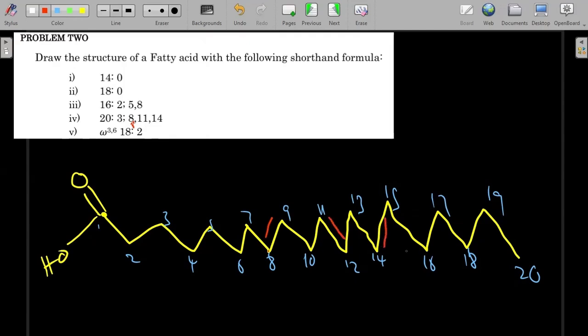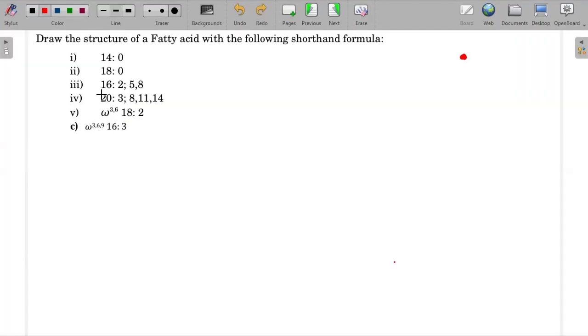So this structure here is the structure for this one here. All right, so now let's draw part 5 there. Part 5 has been given as ω3,6 and then 18 full colon 2. So this simply means this here is an acid. I mean, it's a fatty acid that has 18 carbons, and it has 2 double bonds at positions number 3 and 6. The first thing to always draw is the carboxyl group.